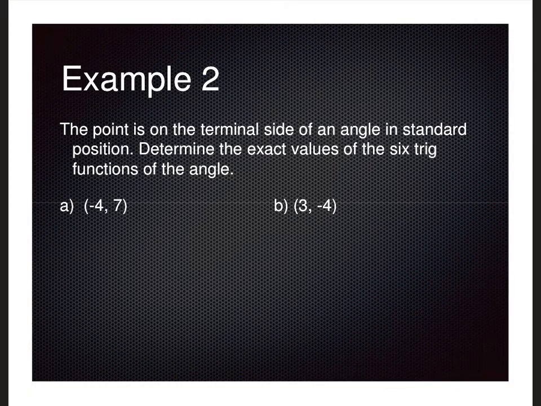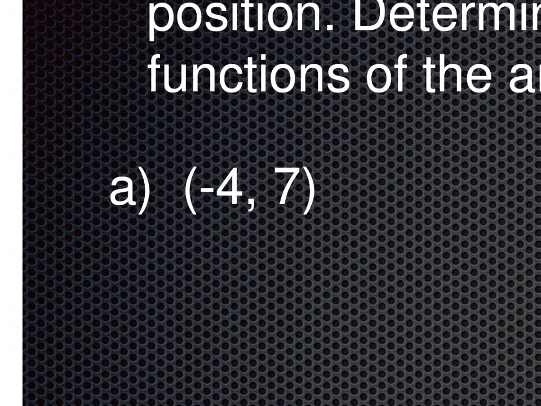All right, how are these two a little different? They don't give you a graph. There's no picture, there's no graph. So if I give you an ordered pair and say, here's a terminal side of an angle in standard position, determine the exact values, you should not be like, what? Think about what I'm giving you. You don't even need a picture, guys.